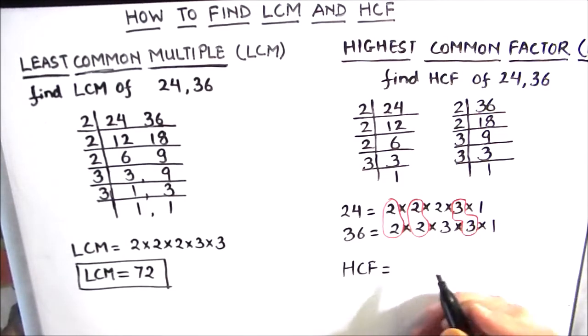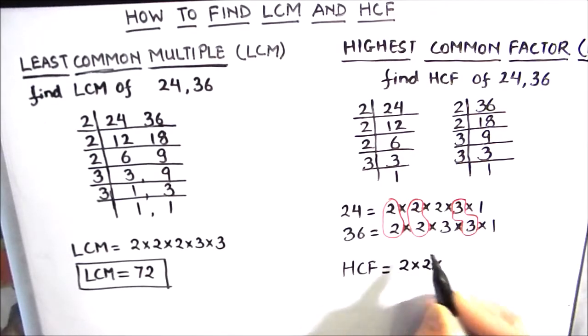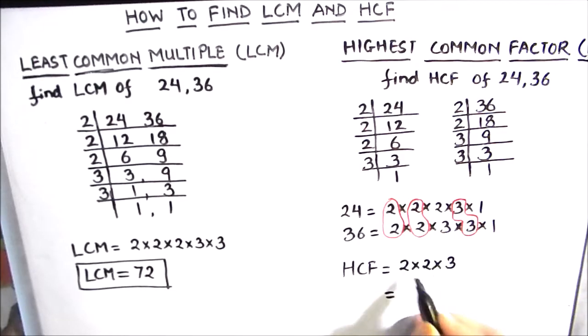We are going to take the product of all the common factors to find the HCF, which is 2 times 2 times 3, which is equal to 2 times 2 is 4, 4 times 3 is 12. So the highest common factor or the HCF of the two numbers is 12. So 12 is the highest common number which divides both the numbers fully without leaving a remainder. So this is how we can find the LCM and HCF of different numbers easily.